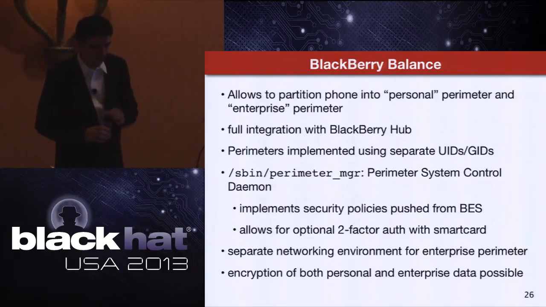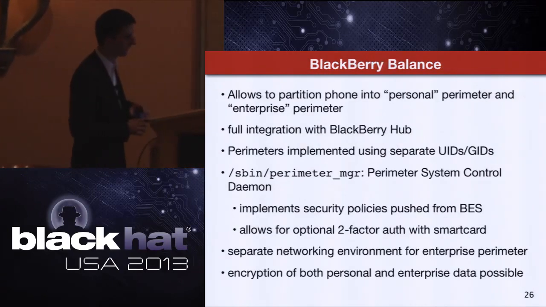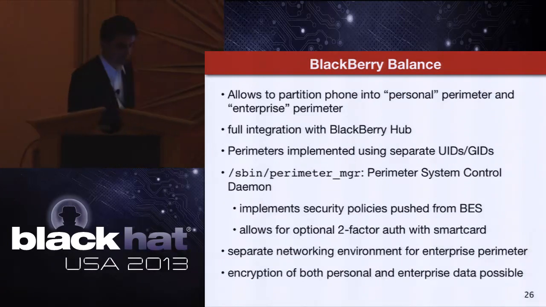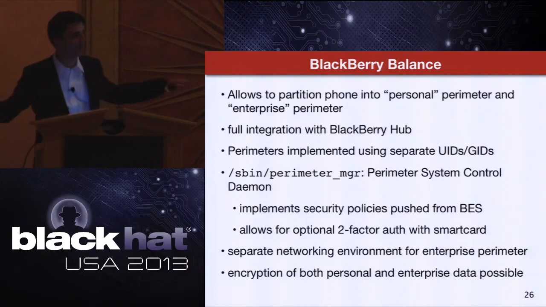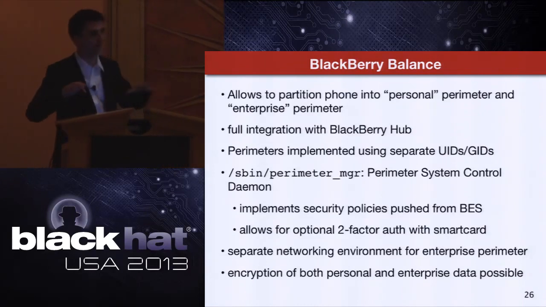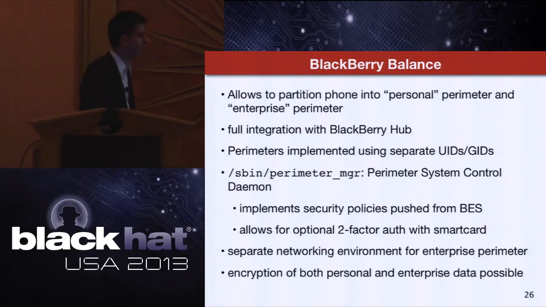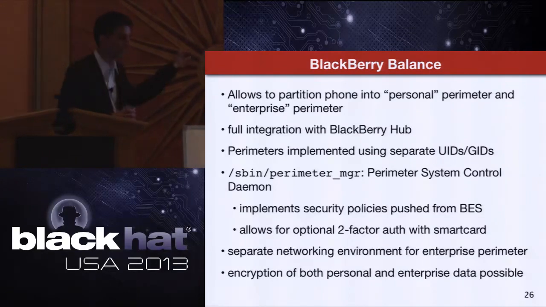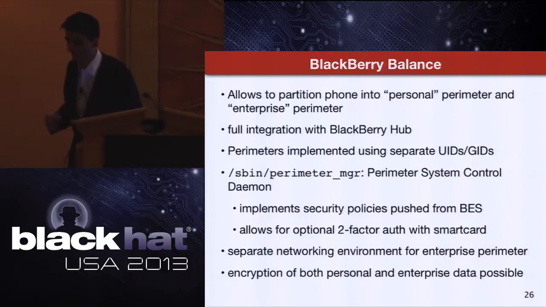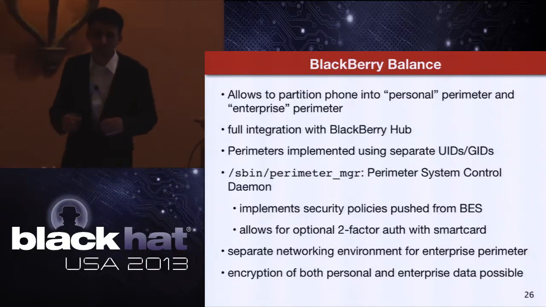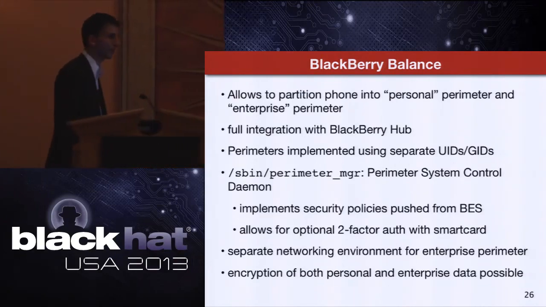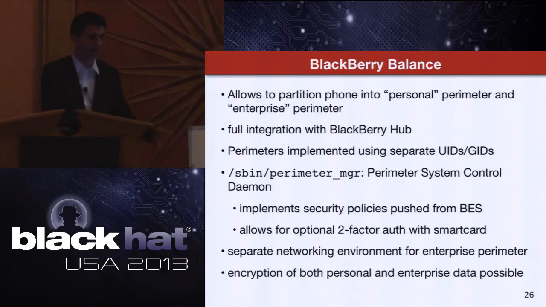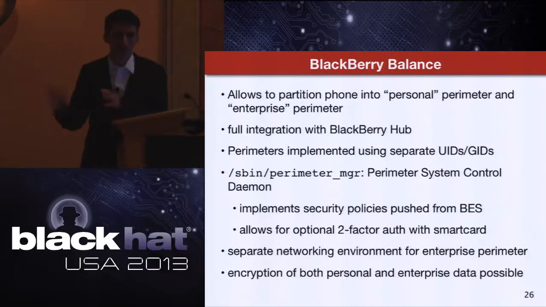Okay, last but not least, we'll have a look at BlackBerry Balance. BlackBerry Balance is the solution that they have for separating your phone into two environments. They call this perimeters or domains, depending where you look. Basically, you can have a personal perimeter in which you have your Facebook, Twitter, whatever, all of your Angry Birds. And then you have an enterprise perimeter, which is connected to your corporate network, where you have your corporate applications and your corporate email and so on.